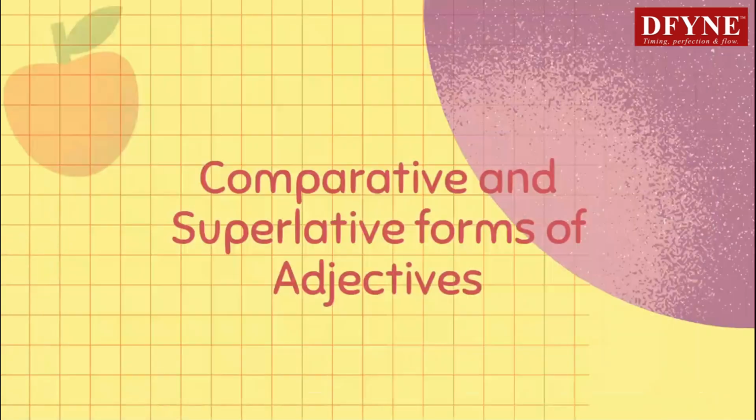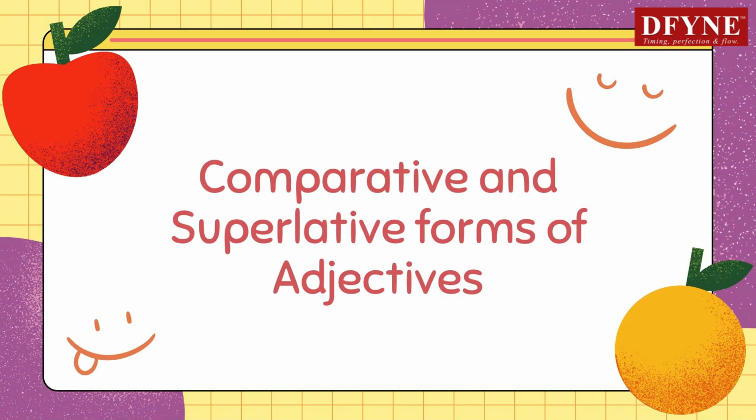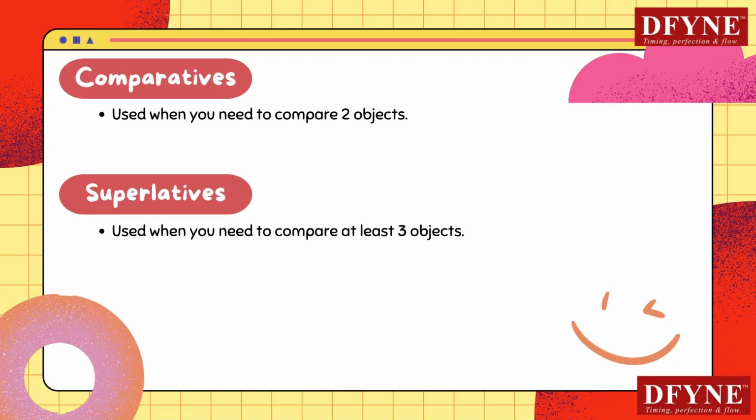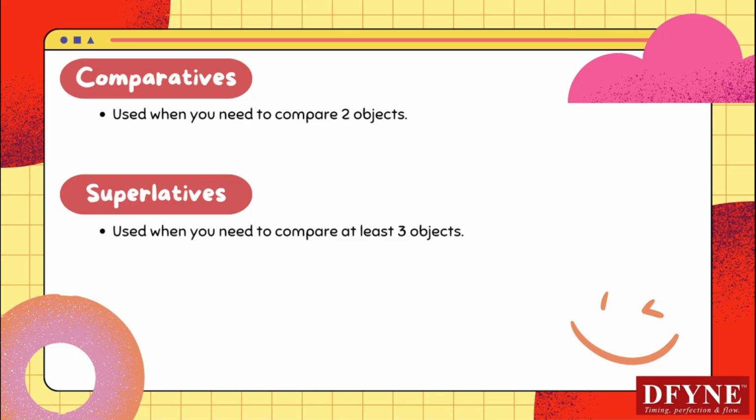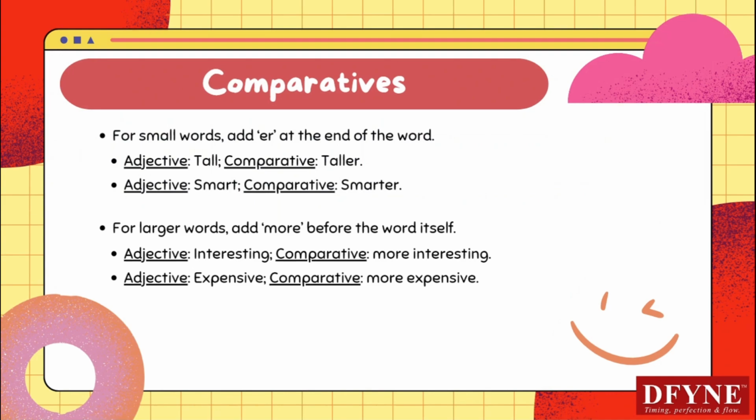Another big mistake that people make when using adjectives is when they use comparative and superlative forms of adjectives incorrectly. Comparatives are adjectives used to compare two objects, any combination of nouns or pronouns. Typically, for short adjectives, you add E and R, like taller or smarter. For longer adjectives, you use more before the adjective, as in more interesting or more expensive.